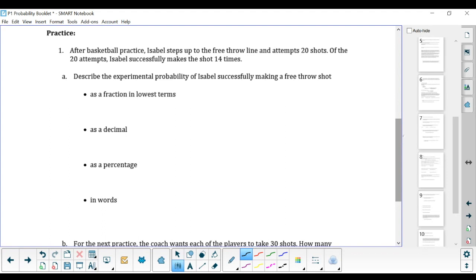Let's try another problem out. After basketball practice, Isabel steps up to the free throw line and attempts 20 shots. Of the 20 attempts, Isabel successfully makes the shot 14 times. First, we need to describe the experimental probability of Isabel successfully making a free throw shot as a fraction in lowest terms. So again, if she has made 14 out of 20, to reduce this to lowest terms, we need to find the greatest number that we can use to divide both the numerator and the denominator. In this case, it's going to be 2. And we'll end up with 7 over 10.